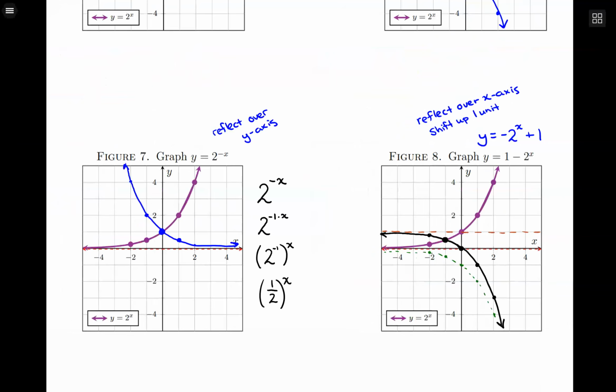Okay. So there are some basic transformations, being able to read them with this 2 to the x function. In the next video, we'll look at some more complicated transformations and change this growth factor around as well.